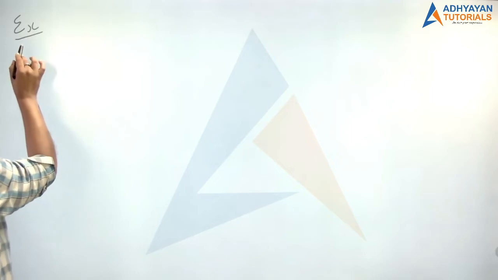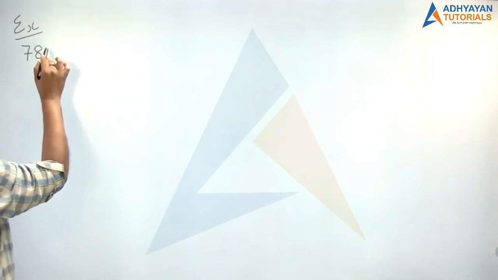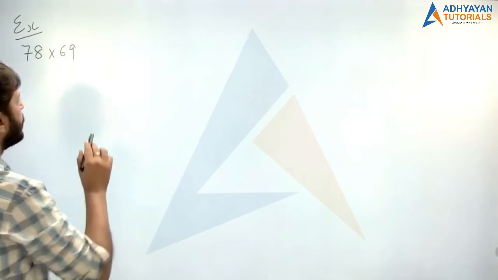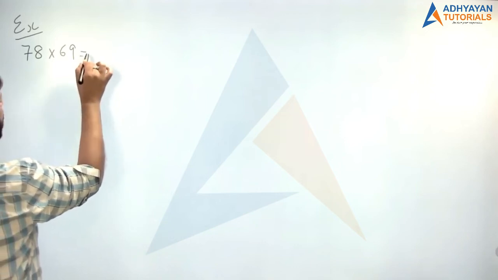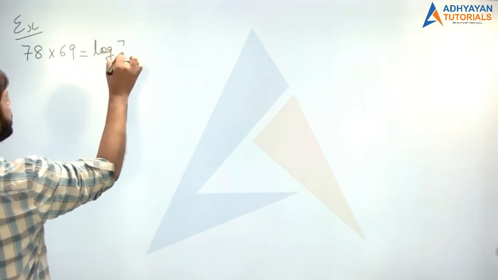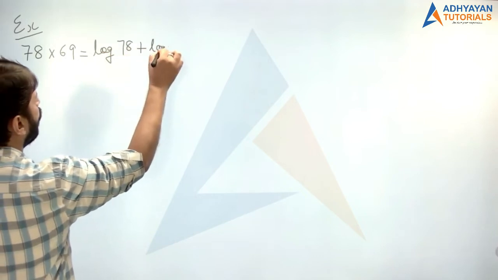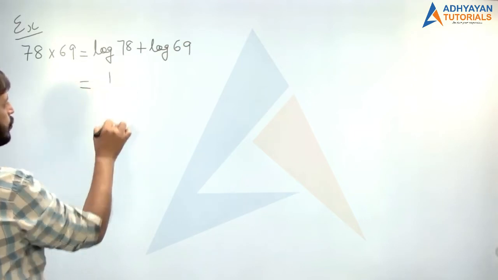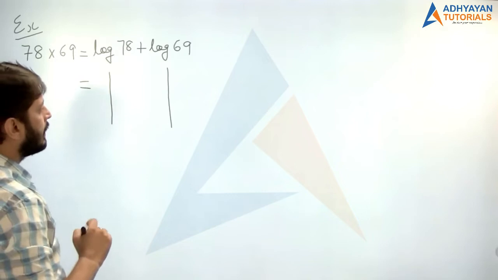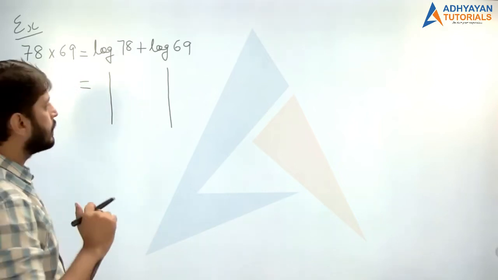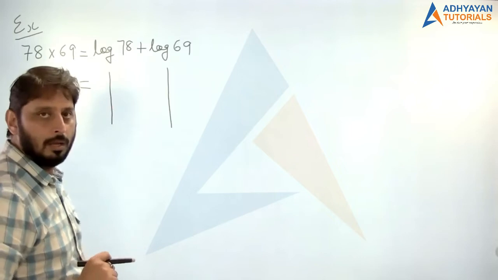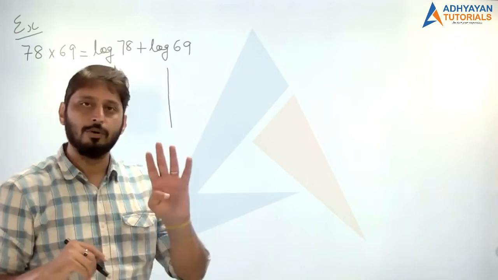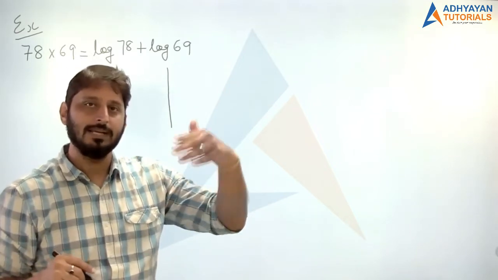Let us say we have a number, 78 into 69. So what do we write it as? We write it as log of 78 plus log of 69. Then I add them. To add them, I make these two lines and first find the value of log of 78. There are two digits before the decimal, so the characteristic is 1. For 78, I need four digits. I have two digits, so I will say it as 7800.